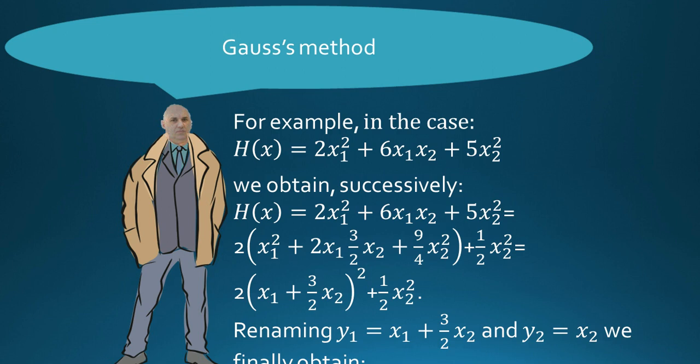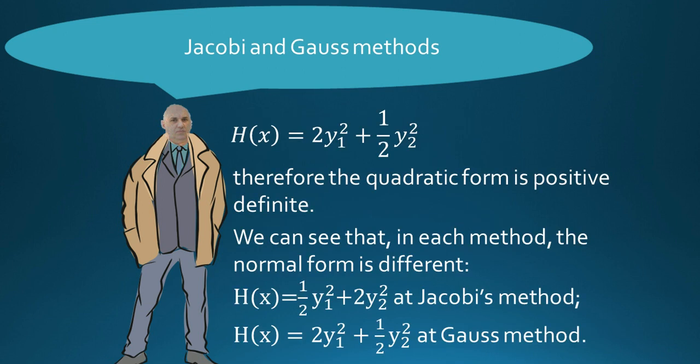Renaming y1 = x1 + 3/2 x2 and y2 = x2, we finally obtain h(x) = 2y1² + 1/2 y2². Therefore, the quadratic form is positive definite. We can see that in each method, the normal form is different. h(x) = 1/2 y1² + 2y2² in Jacobi's method, and also h(x) = 2y1² + 1/2 y2² in the Gauss method.